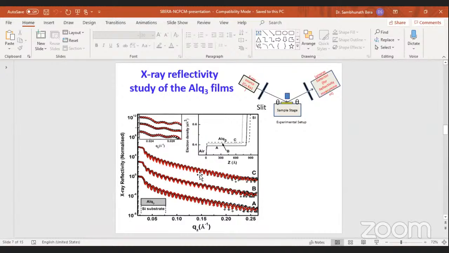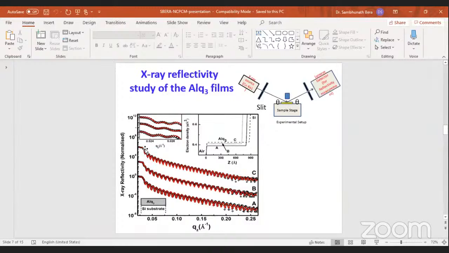So before depositing the ferromagnetic layer on top of the organic semiconductor, we studied the structure or quality of the organic semiconductor by depositing it at 3 different growth rates. This is the reflectivity from 3 Alq3 organic semiconductor films deposited at 3 different rates: A is 5 angstrom per second, B is 2.5 angstrom per second, C is 1 angstrom per second. We performed X-ray reflectivity to determine the thickness, roughness, and electron density of these Alq3 films.